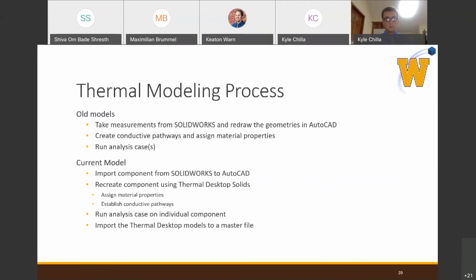And so our thermal modeling process for the older models, we took measurements from SolidWorks and redrew them in AutoCAD. Then we added conductive pathways, and the initial analysis was completed. For the current model, the SolidWorks files were imported to AutoCAD where the geometry could be recreated using Thermal Desktop solids, and the components were made of the composite solid geometries that accurately represent the overall satellite geometry. Again, material properties and pathways were established, and this allowed for individual components to be tested and then imported to a master file.